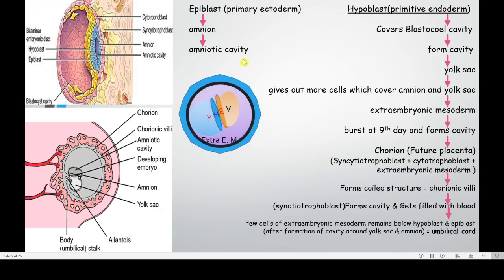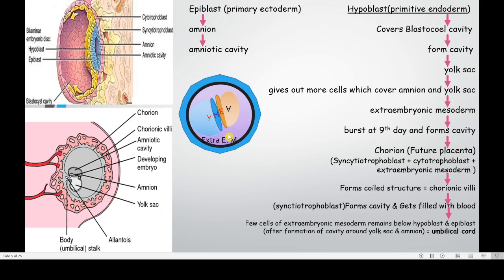Here you can see, this is just a diagrammatic representation. These are the disc of epiblast and hypoblast. Epiblast will give rise to amnion. This layer will be the amnion. This will be the amniotic cavity. Hypoblast is giving the yolk sac, and then this yolk sac is giving certain cells which are covering the blastocyst and forming extra embryonic mesoderm. Right.